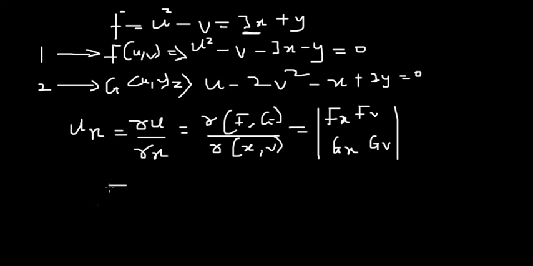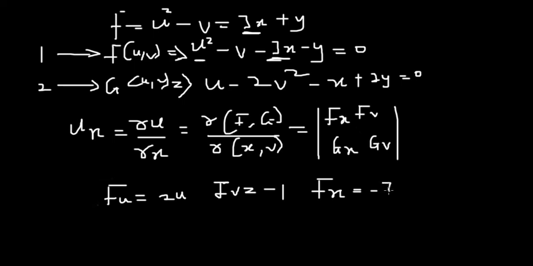Let's take F of u first. For F of u, when you differentiate this, you end up with 2u. Let's move on to F of v. For F of v, when you differentiate this, you end up with -1. Let's look at F of x. For F of x, you have minus 3, and then F of y. For F of y, you end up with -1.